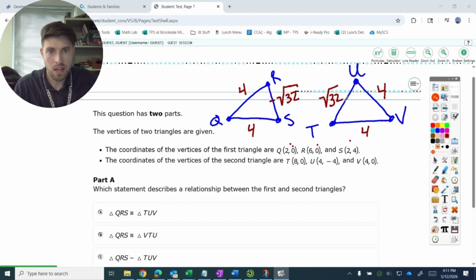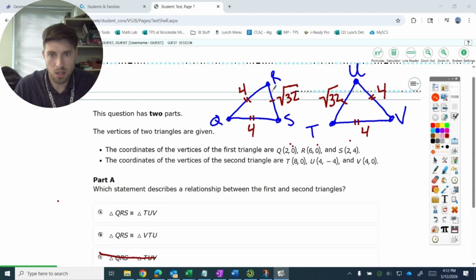And so now I can say then that these two triangles must be congruent by the side congruence postulate. And so now the important part is we need to name it specifically. Specifically, the RS and the TU need to correspond in the naming statement. And so C and D are both similarity, so we can cross those off. So it's either going to be A or B.